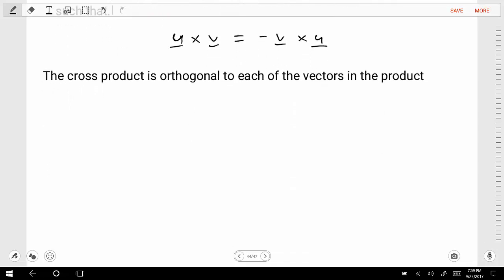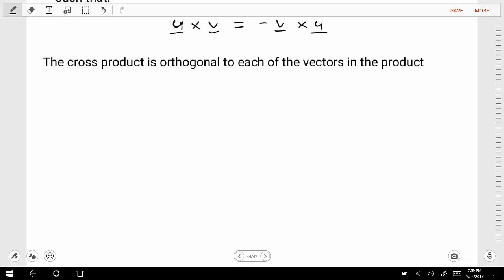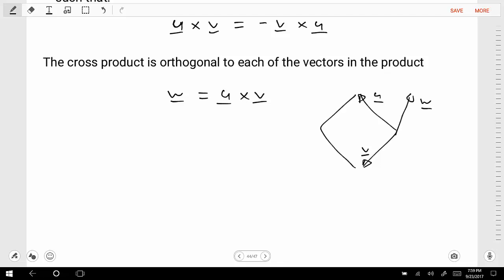Now, one thing we need to remember is that the cross product is orthogonal to the vectors in the product. Meaning that if we have a product, u cross v, we are forming a vector u and a vector v, which create a surface. And our product, w, is orthogonal, meaning normal to that surface, right?